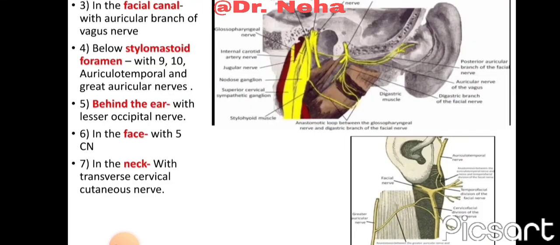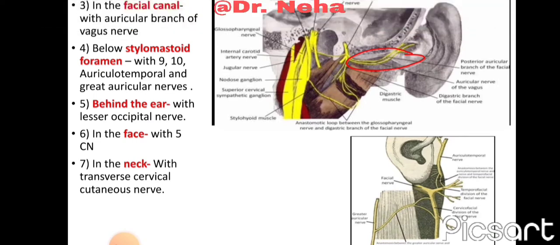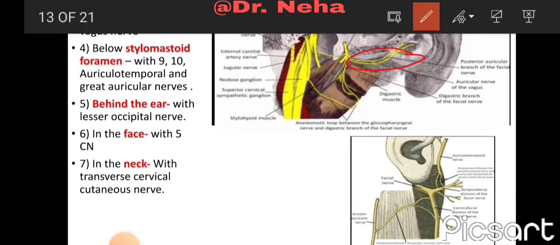Then in the facial canal, it provides a communicating branch with the auricular branch of the vagus nerve. So in the diagram we can see this is the communication between the facial nerve and the auricular branch of the vagus nerve. Now below the stylomastoid foramen, it provides communicating branches to the ninth cranial nerve. So in the diagram again we can see an anastomotic network of the glossopharyngeal nerve and the facial nerve.